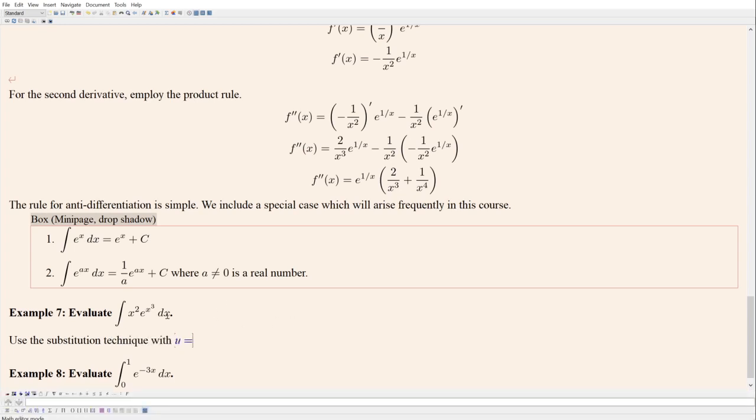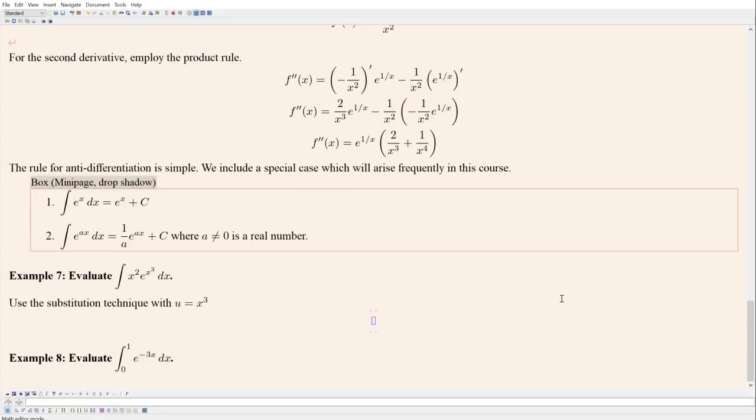And what should we let u be? Well, I like to let u be whatever the most complicated chunk of the integral is, which appears to be x cubed to me. Although I will admit, it's sometimes not obvious what you should let u be. I don't know. You just have to experiment.